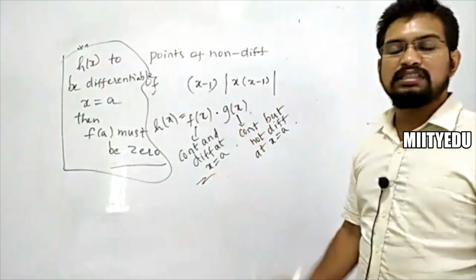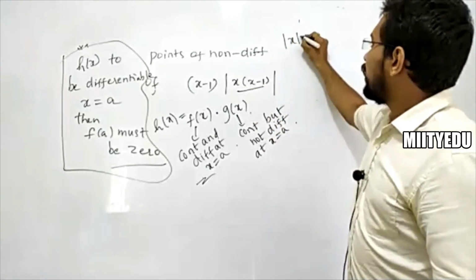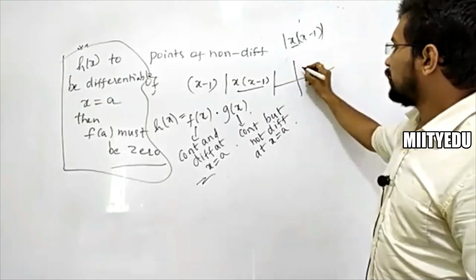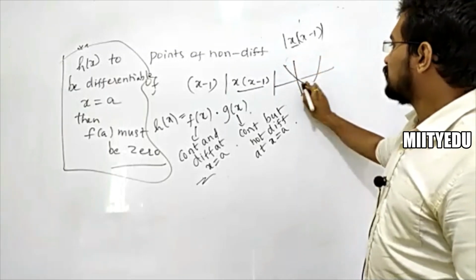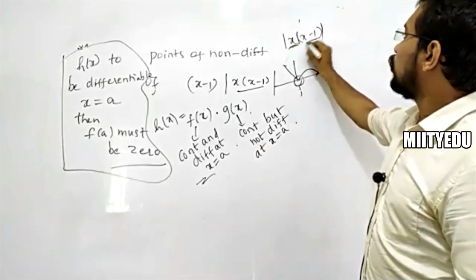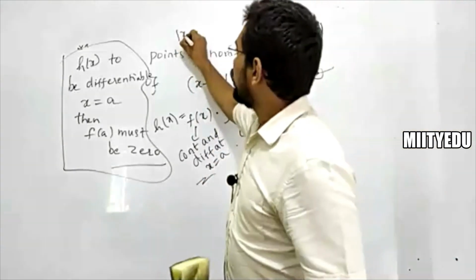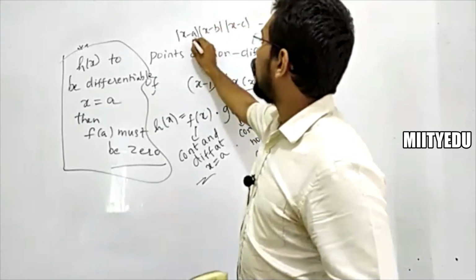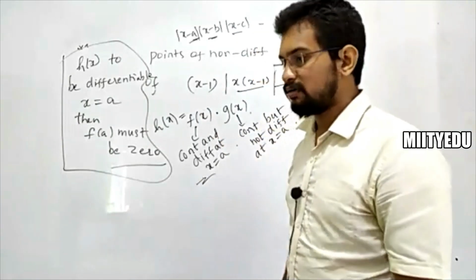Applying the same concept here, what do you get? This modulus of x into (x minus 1) is not differentiable. How is x into (x minus 1)? The graph looks like this, and taking the modulus of this part, it is non-differentiable at x is equal to 0 and at x is equal to 1. If I write modulus of x minus a, modulus of x minus b, modulus of x minus c, and so on, all these points will be non-differentiable.